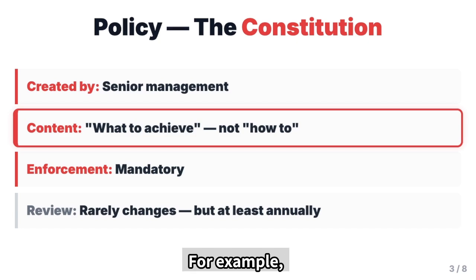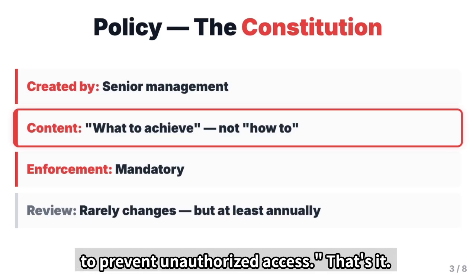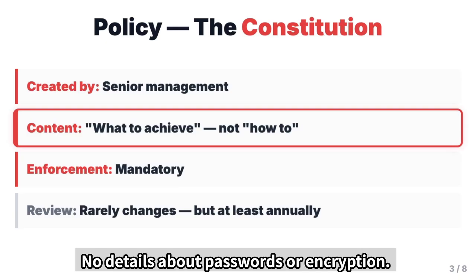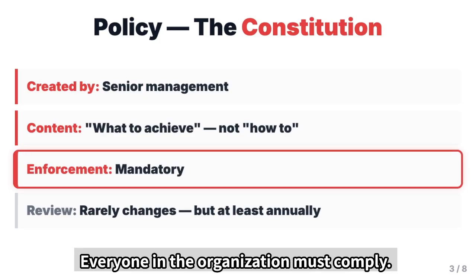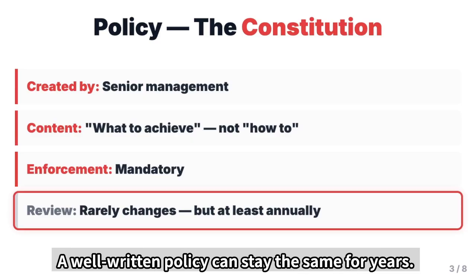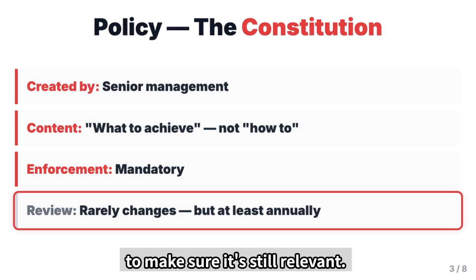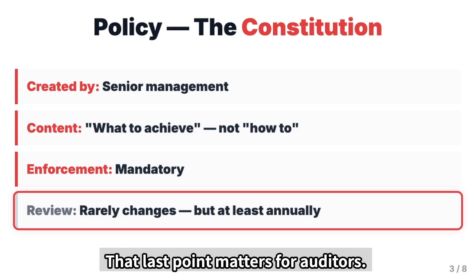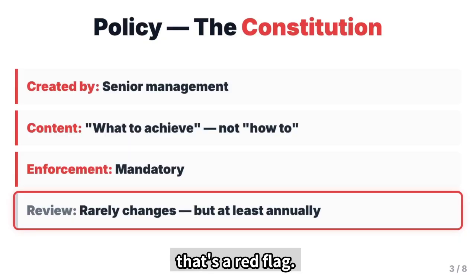For example, a policy might say, "Information resources shall be controlled to prevent unauthorized access." That's it. No details about passwords or encryption. Just the direction. Third, it's mandatory. Everyone in the organization must comply. Fourth, it rarely changes. A well-written policy can stay the same for years. But it must be reviewed at least annually to make sure it's still relevant. That last point matters for auditors. If a policy hasn't been reviewed at least once a year, that's a red flag.